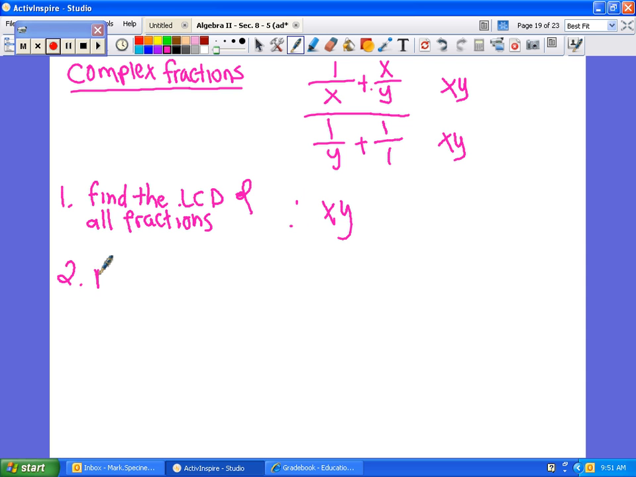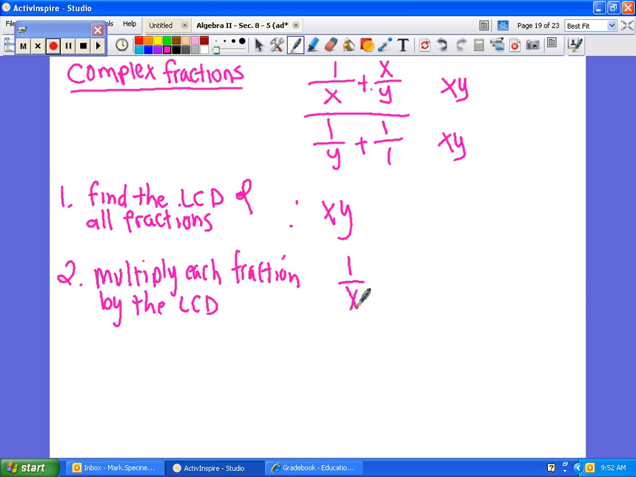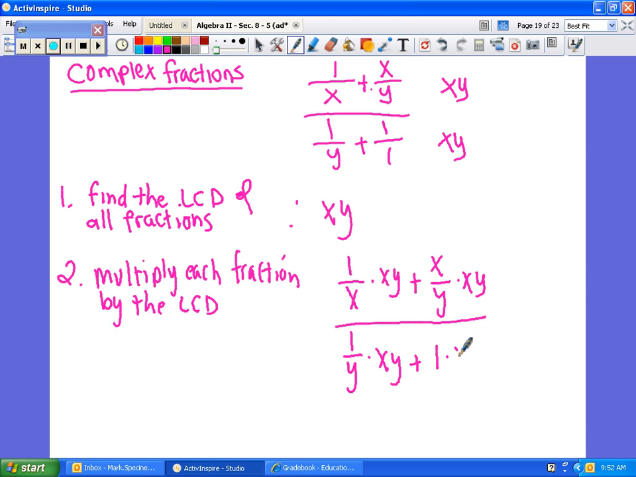Step number 2 is multiply each fraction by the least common denominator. In other words, I'm going to multiply 1 over x times xy plus x over y times xy over 1 over y times xy plus 1 times xy. And remember, you're multiplying by xy over 1.